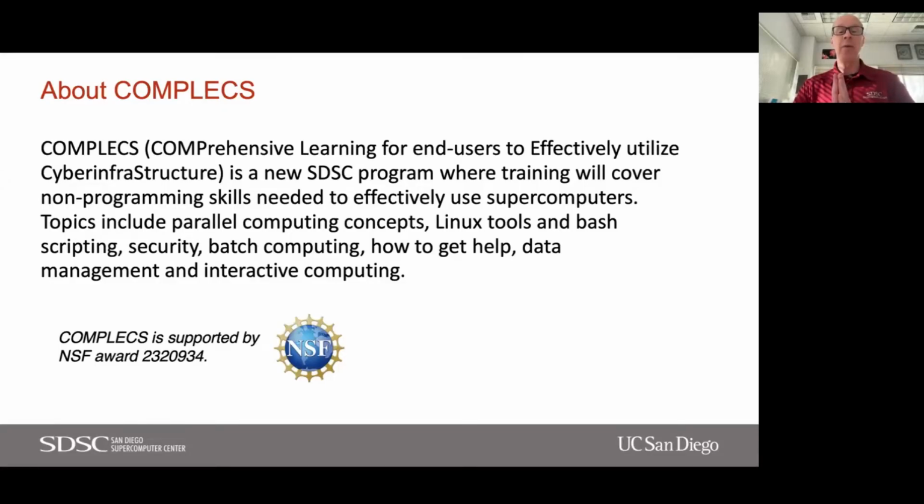So today we're going to be starting off with parallel computing concepts. Other topics in the series are going to include Linux tools and bash scripting, security, batch computing, how to get help, data management, and interactive computing.